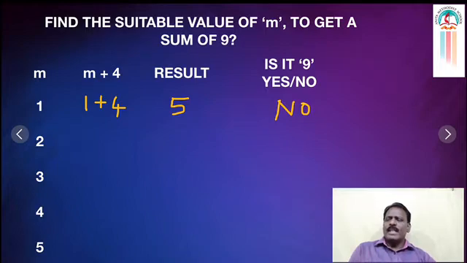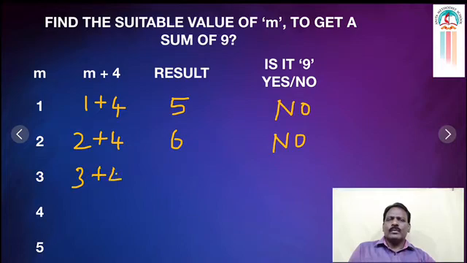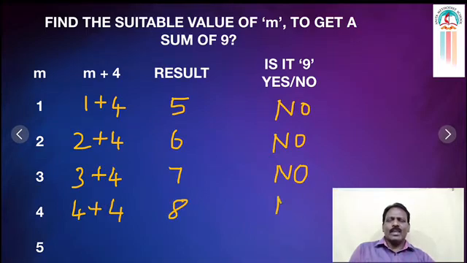Second one, see. What is m? 2. So then 2 plus 4. What is the result? 6. Is it 9? No. Third one. 3 plus 4. What is the result? 7. Is it 9? No. Fourth one. m is 4. 4 plus 4. What is the result? 8. Is it 9? No. Fifth one. m is 5. 5 plus 4 is equal to what? Result? 9. Is it 9? Yes.